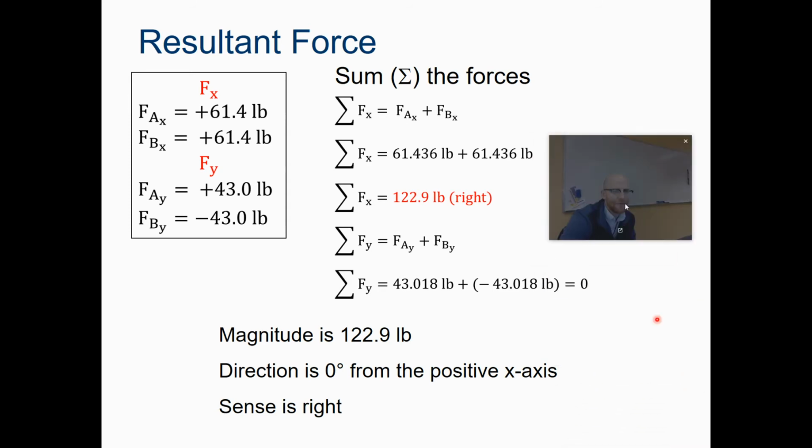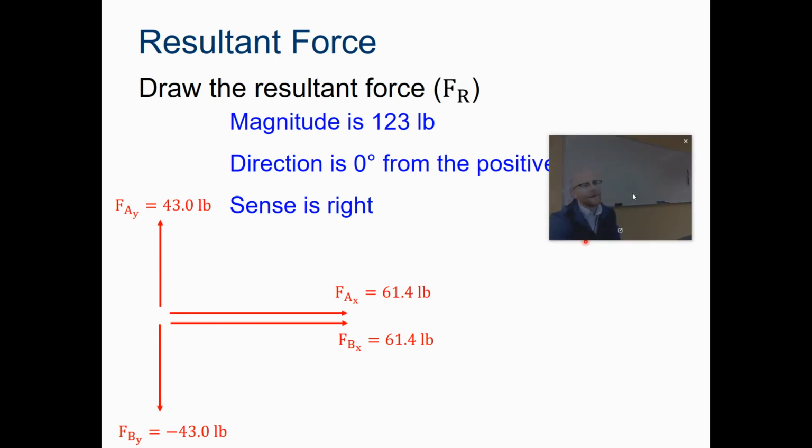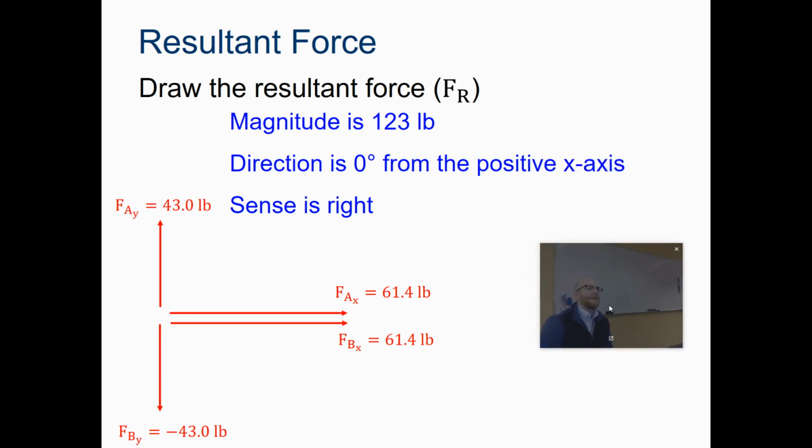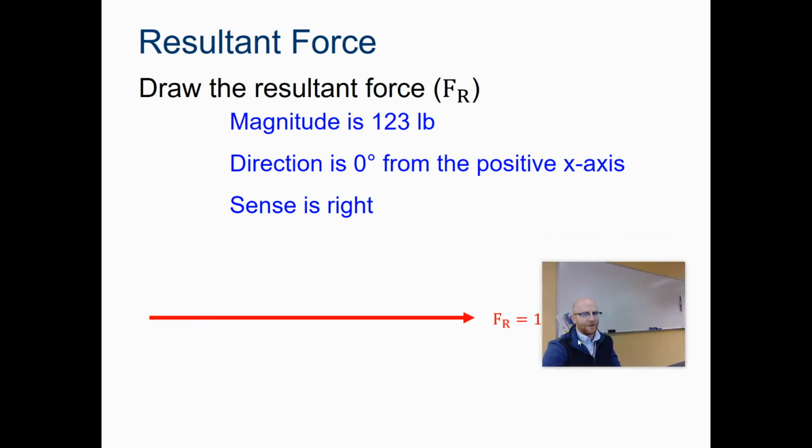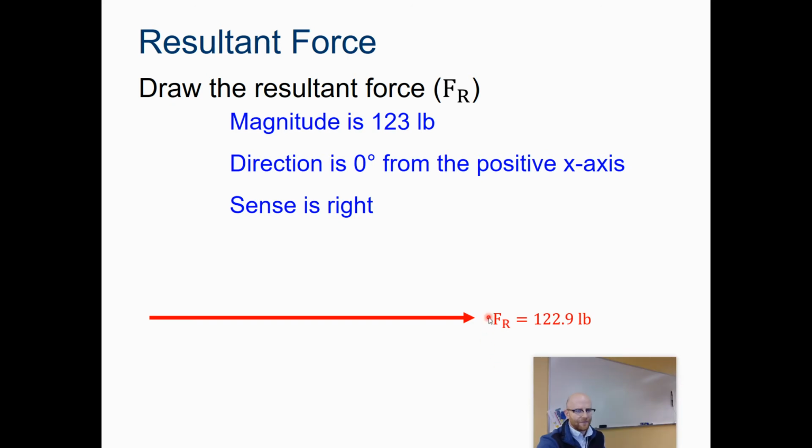Pretty good, right? Pretty easy, huh? It says, hey, draw the resultant force now. Well, that's not hard. It's just going to be a line. Boom. Line. Force resultant, R sub R, that's resultant force, is equal to 122.9. Just an arrow going right.